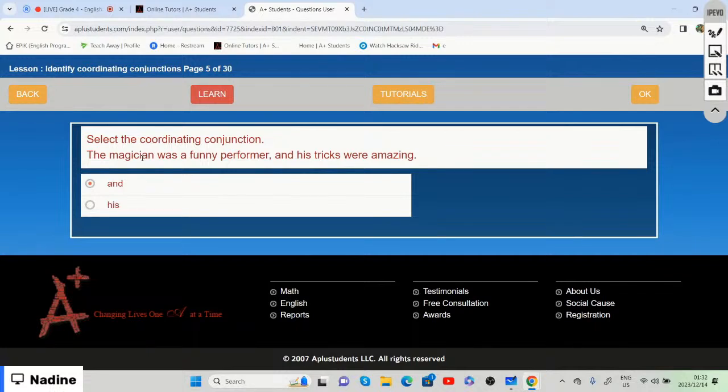So we said the magician was a funny performer and his tricks were amazing, which means that "and" is our coordinating conjunction.